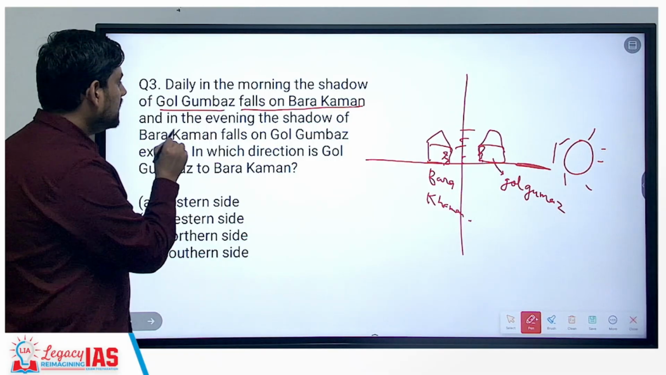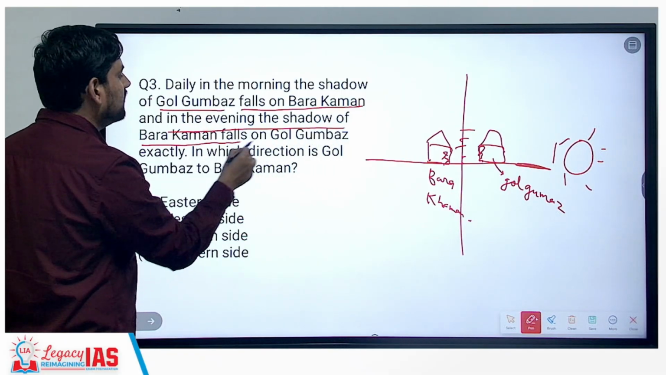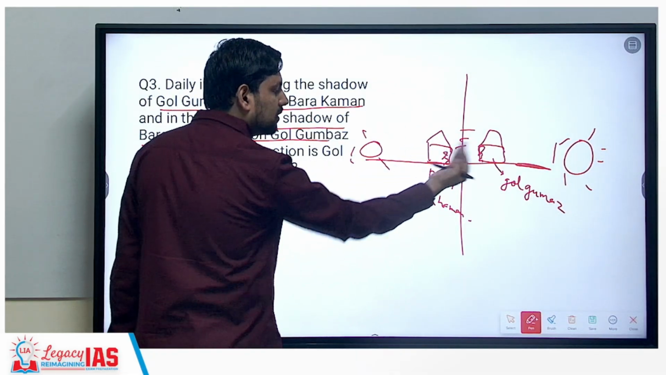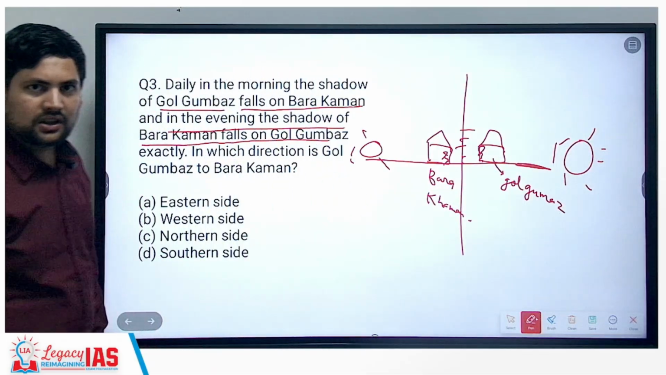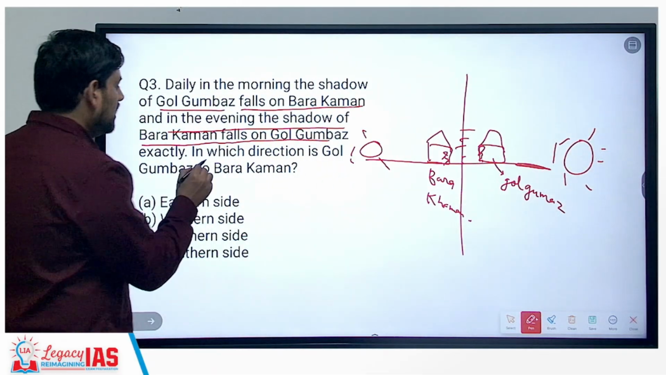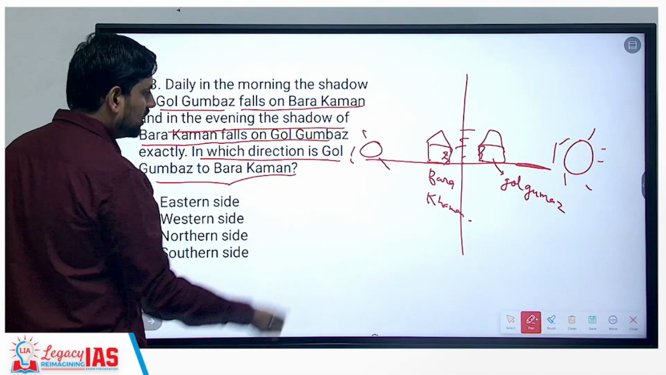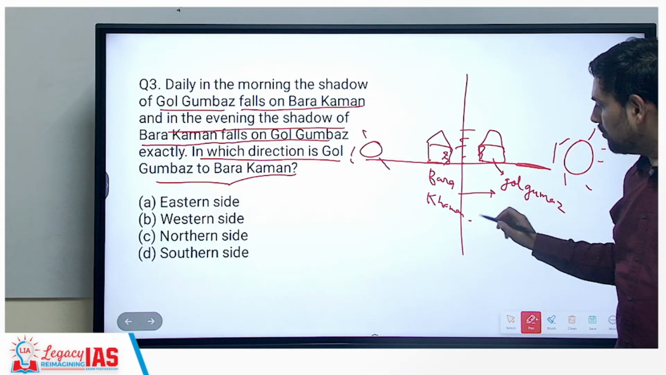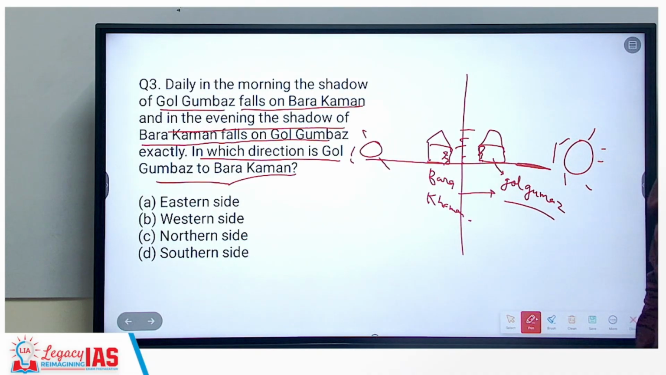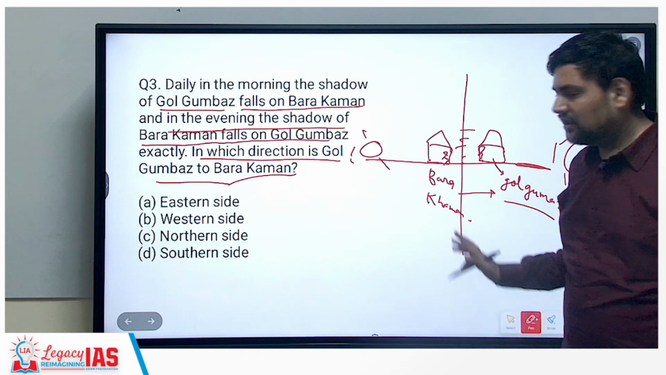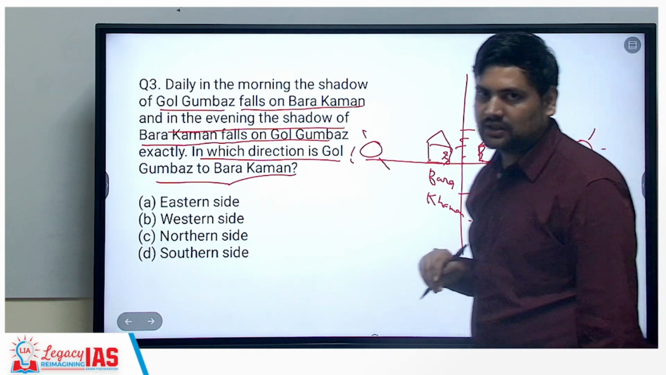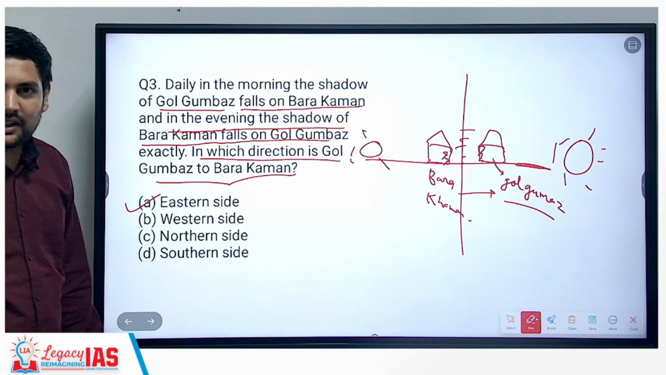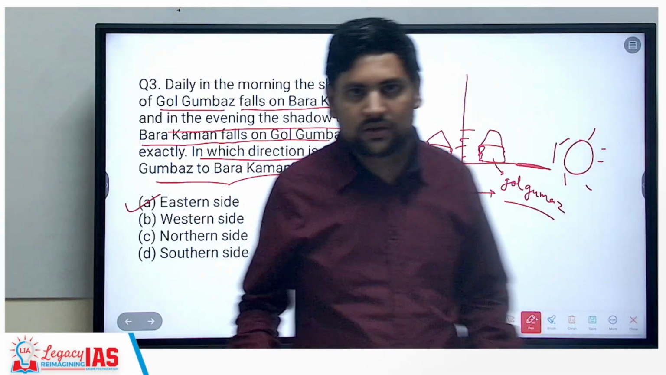Correct? Then, in the evening, the shadow of Bara Khaman falls on Gol Gumbaz. Of course, if the sun is here, then what will happen? Again, away from the source, so Bara Khaman's shadow will be on Gol Gumbaz. Both properties are holding. Then, in which direction is Gol Gumbaz to Bara Khaman? To Bara Khaman, Gol Gumbaz is in the east direction. Understood? Very simple. The answer becomes eastern side. Understood? That's it for these shadow problems. Thank you.